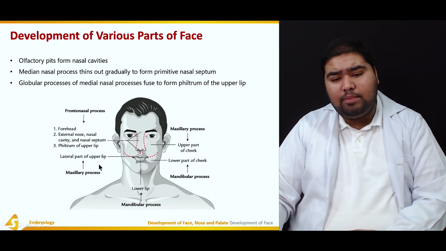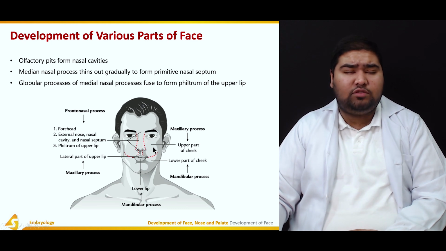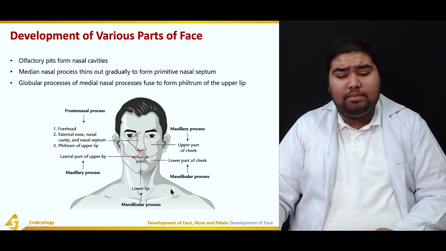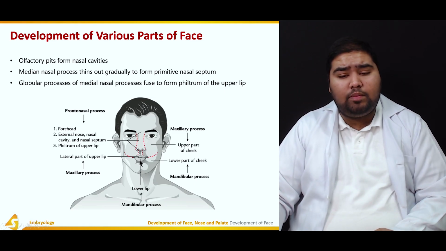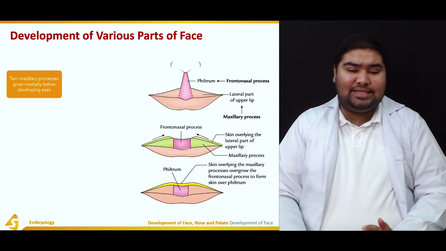Now the maxillary process forms the lateral part of the upper lip. Here you can see the lateral part of the upper lip and the upper part of the cheek. So the upper part of the cheek and the lateral part of the upper lip are formed by the maxillary process. And the mandibular process forms the lower part of the lip and the lower part of the cheek. So let's take that up in a little detail.